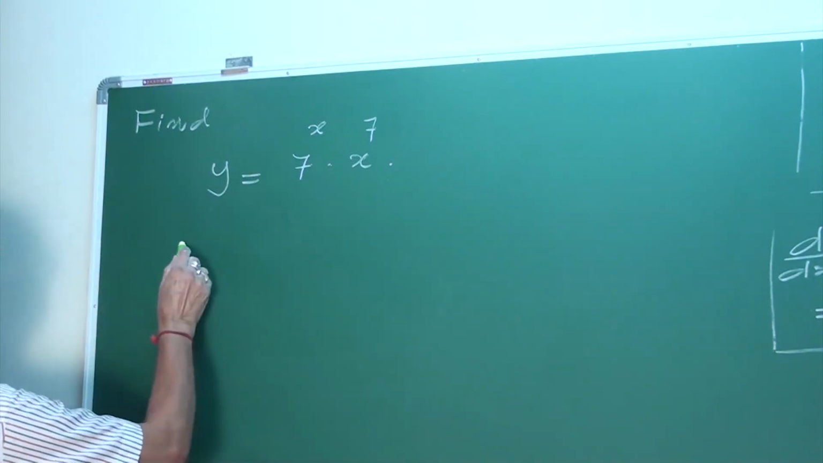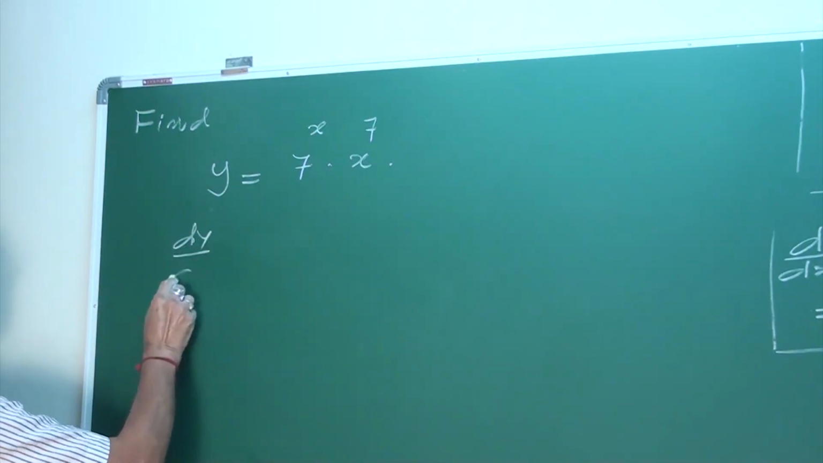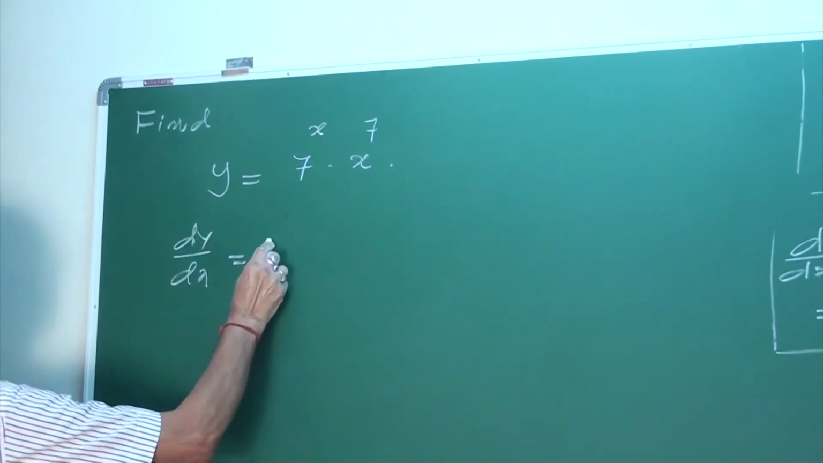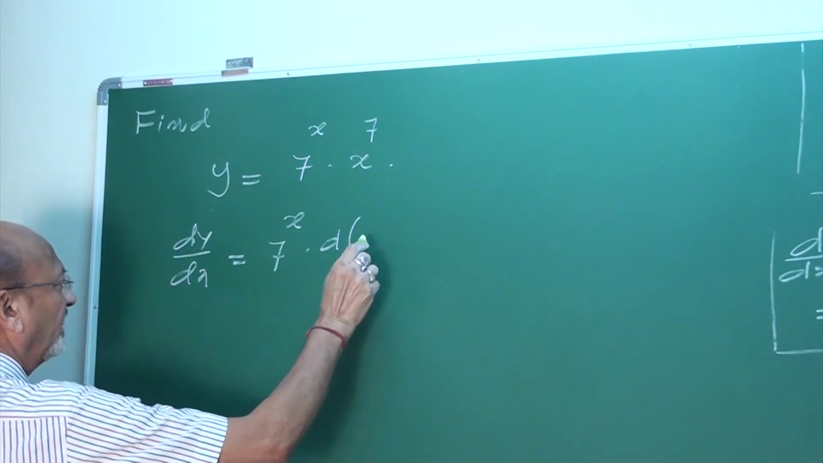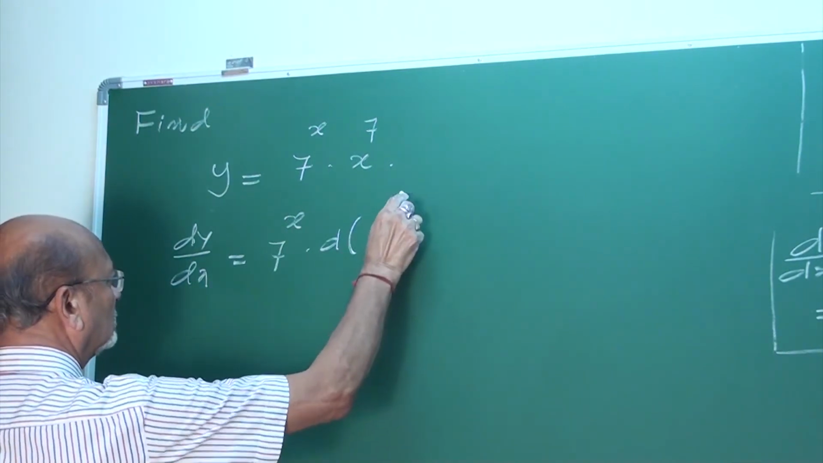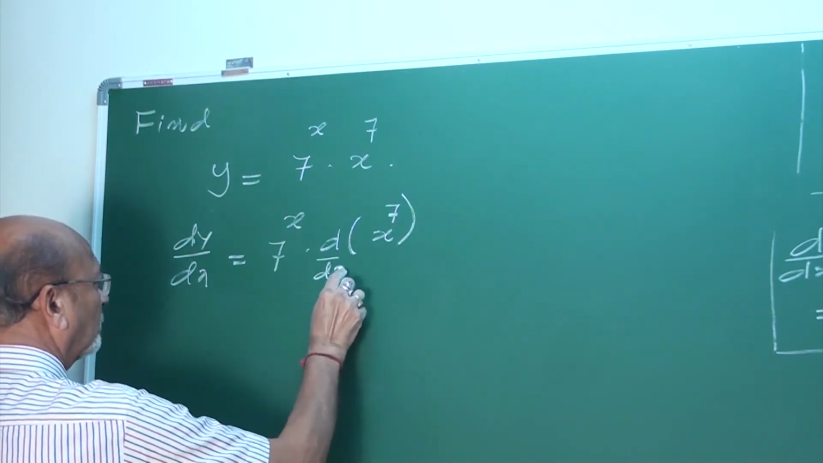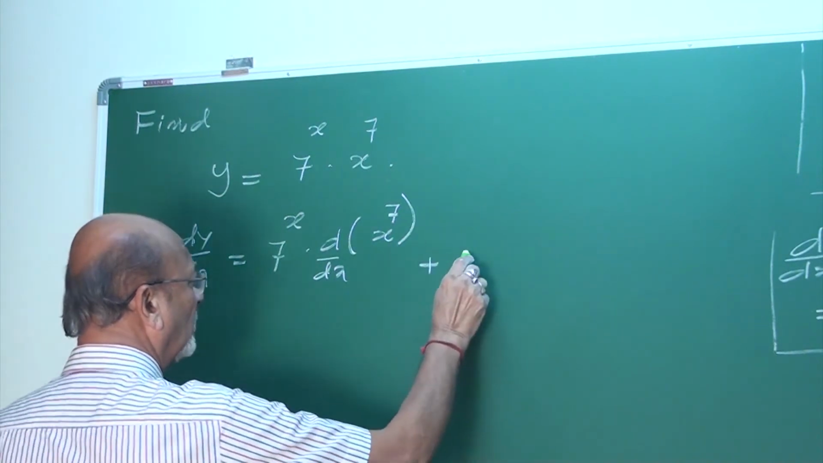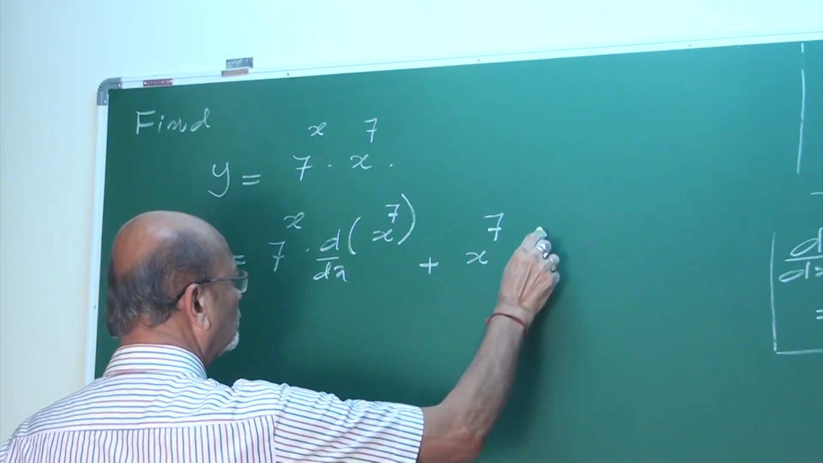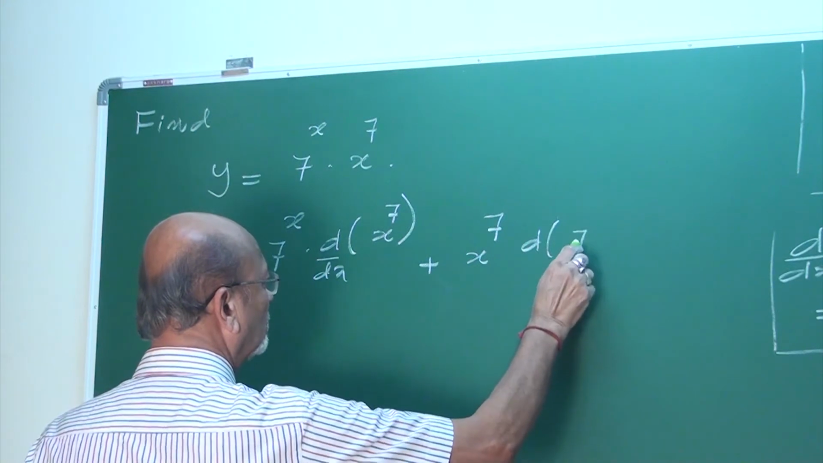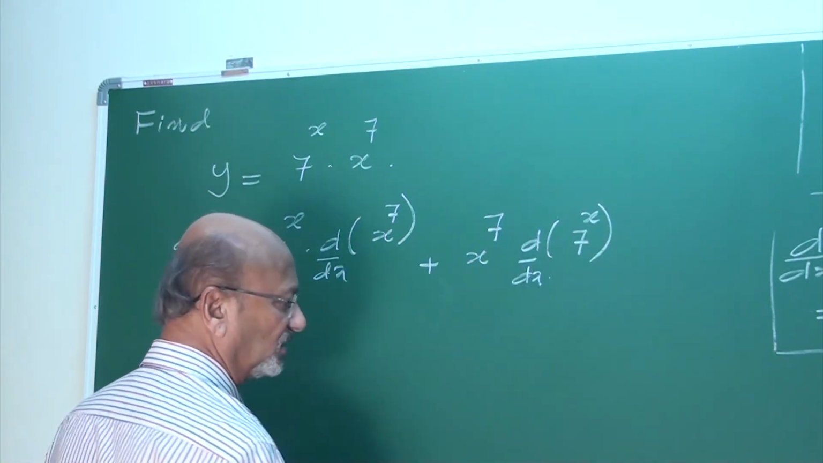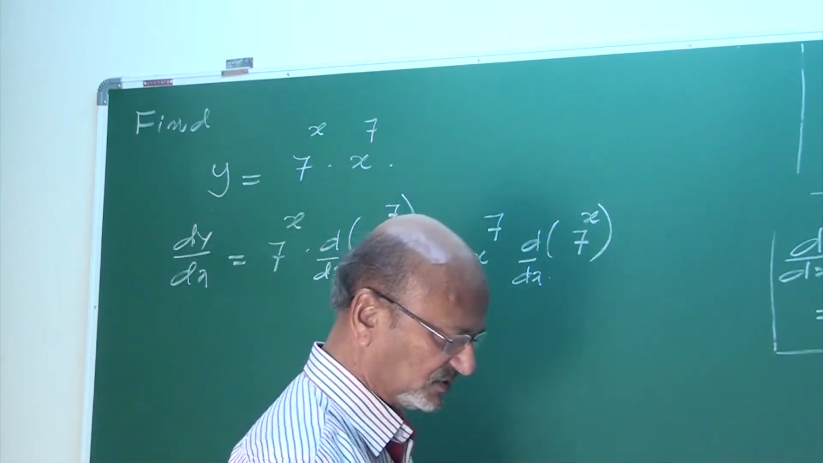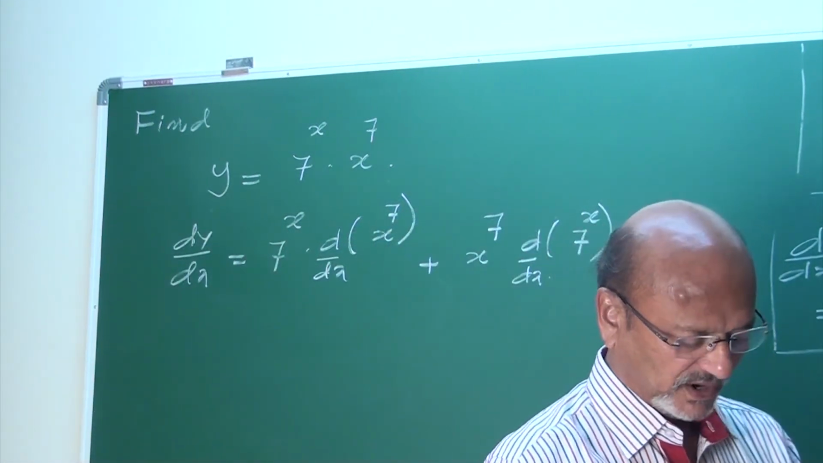Yes, differentiate using the product formula. dy by dx is first function as it is, derivative of second function with respect to x, plus x to the power 7 into derivative of 7 to the power x with respect to x. Yes, that formula is applied, my friends.